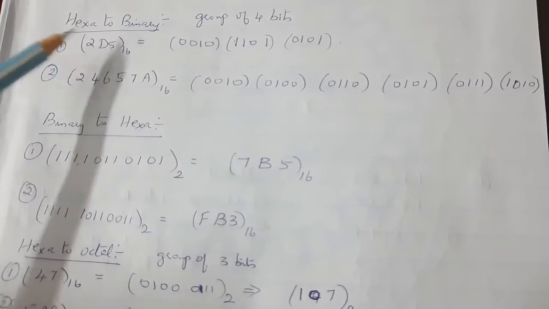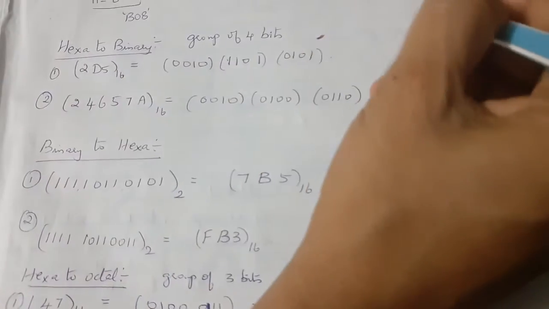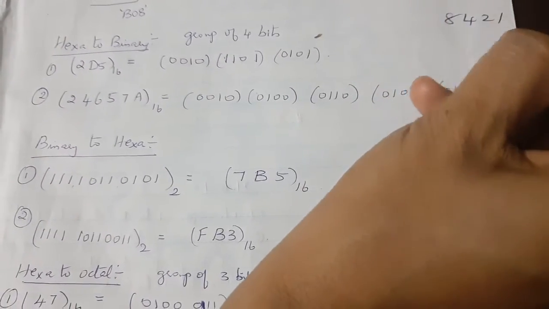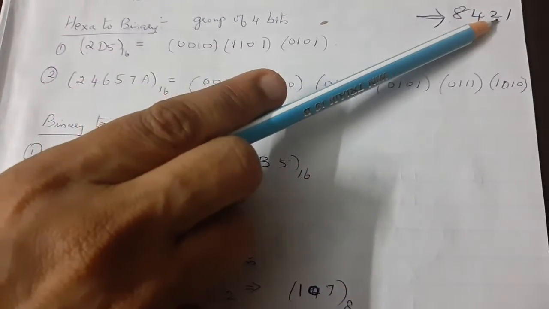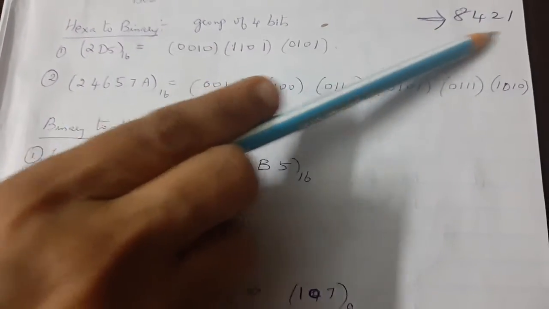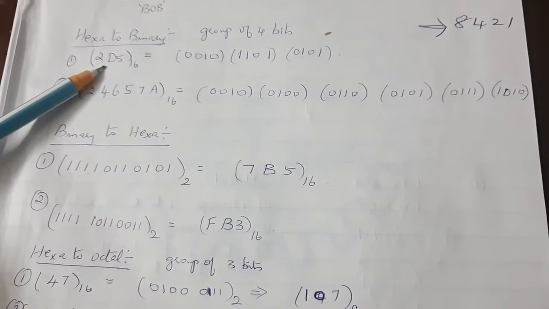Hexadecimal is 2D5. So 2 you are going to write in terms of the 8421 code. This is the code we usually use to write a binary number. Any binary number is represented as a weighted code 8421. So 2, how do you write it? Only in the place of 2 you put 1, all other bits are 0. That's why 0010.